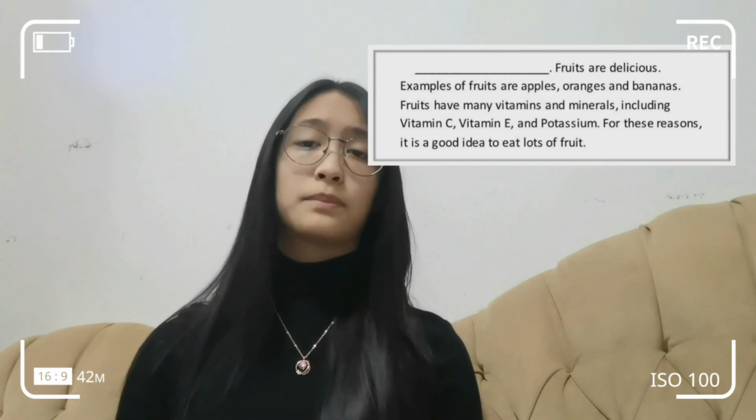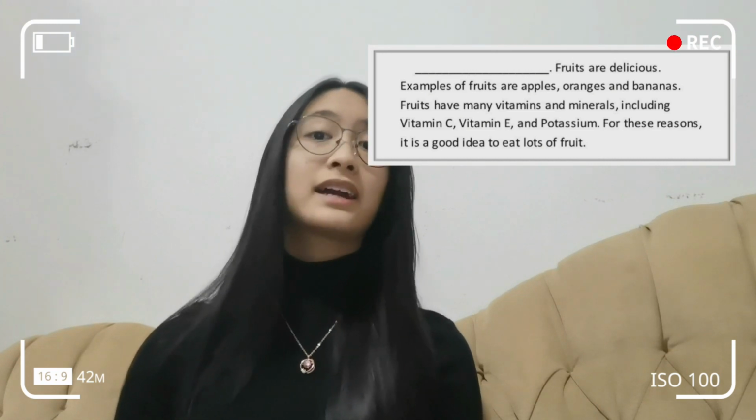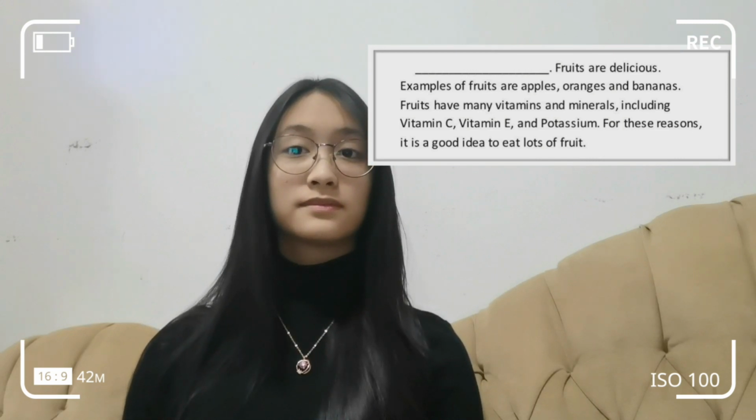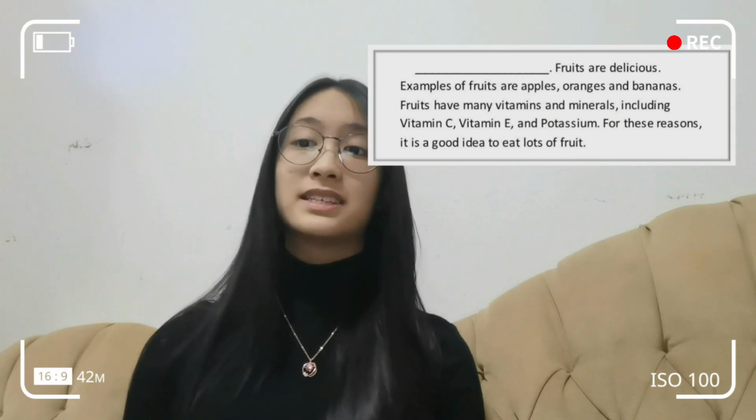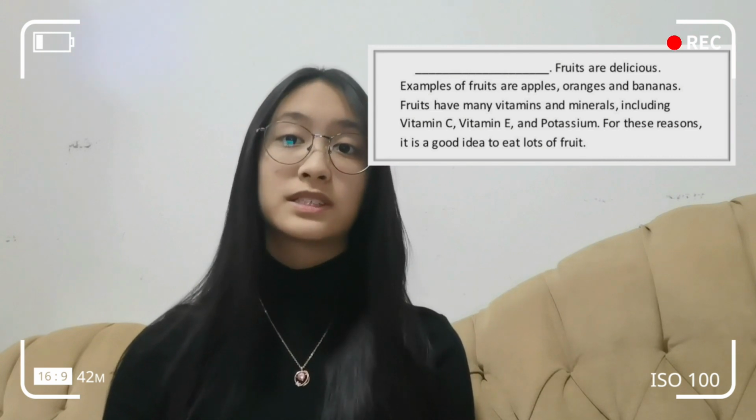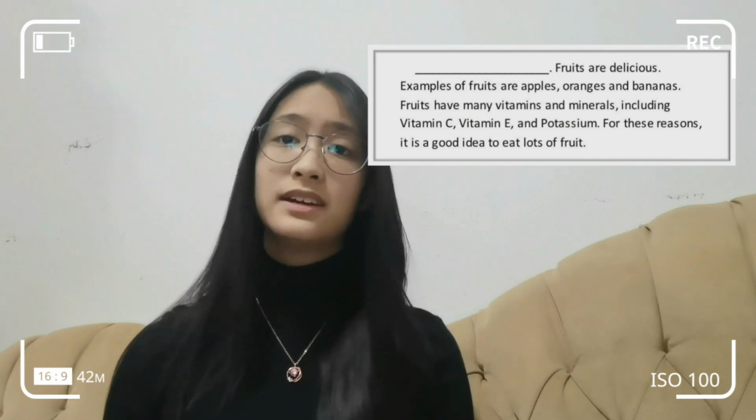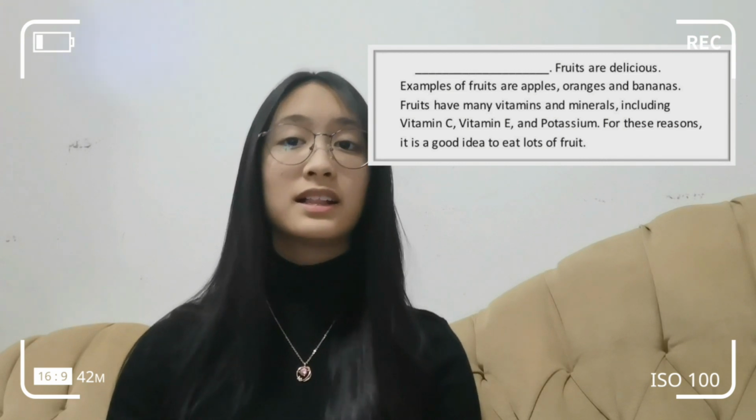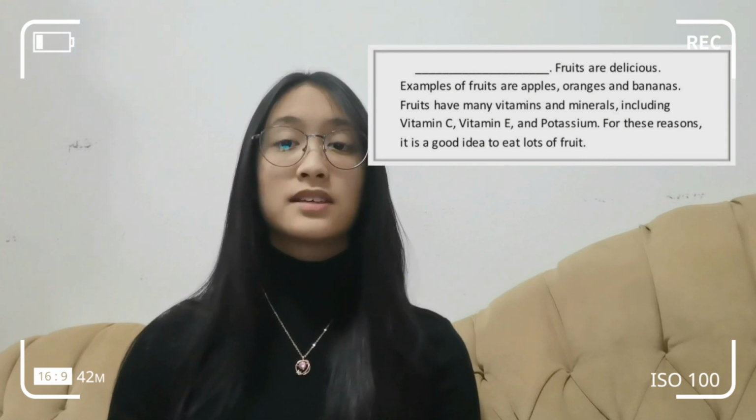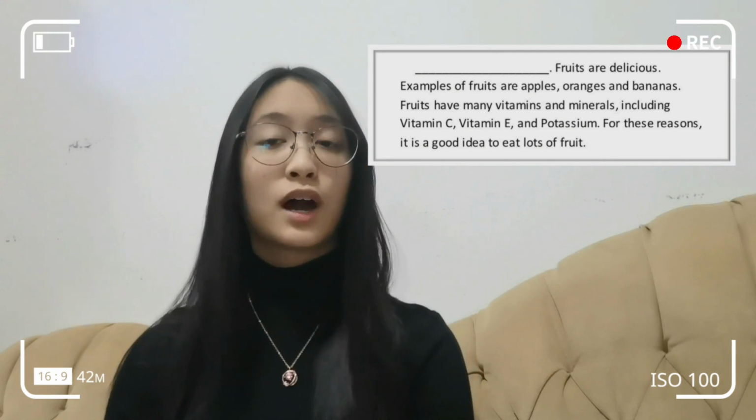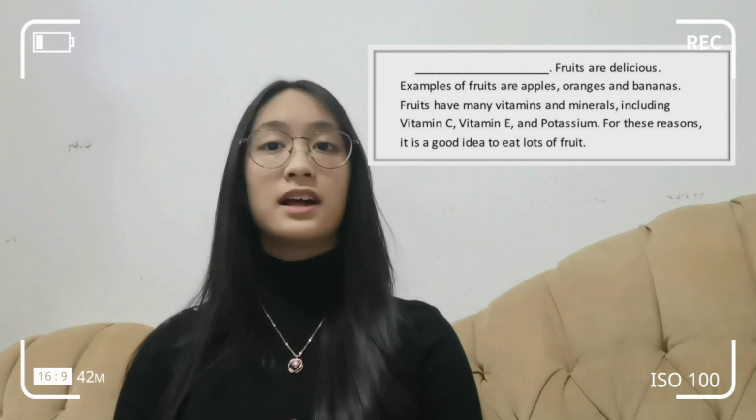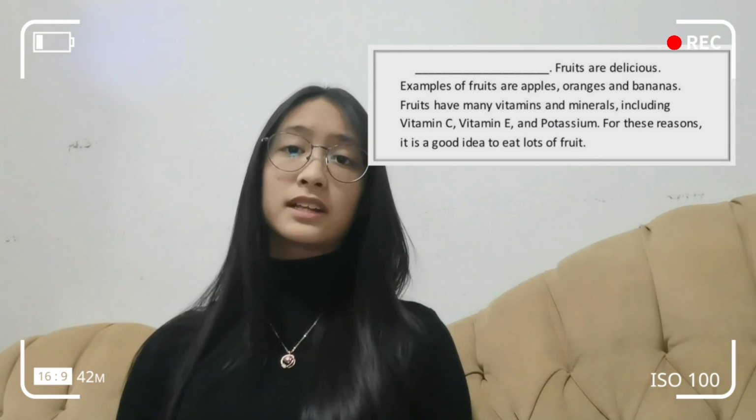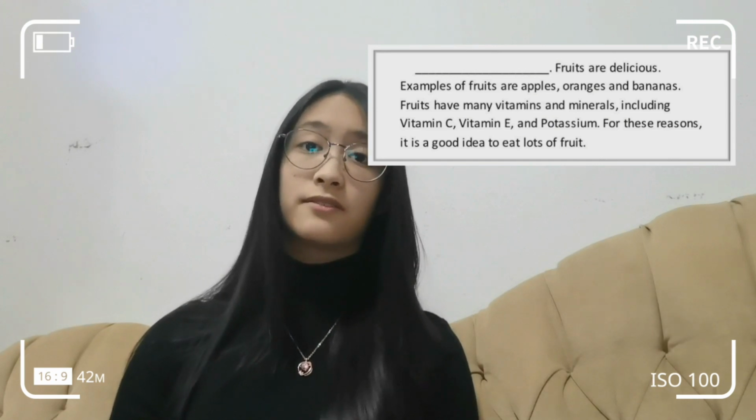Now, how do we find the topic sentence? Let's look back at the paragraph and see what it is talking about. Obviously, it is talking about fruits. Now, what is the main idea of this paragraph? Well, the main idea is that fruits are healthy and they are delicious. So put these two together and you get your topic sentence, which is fruits are healthy and delicious.